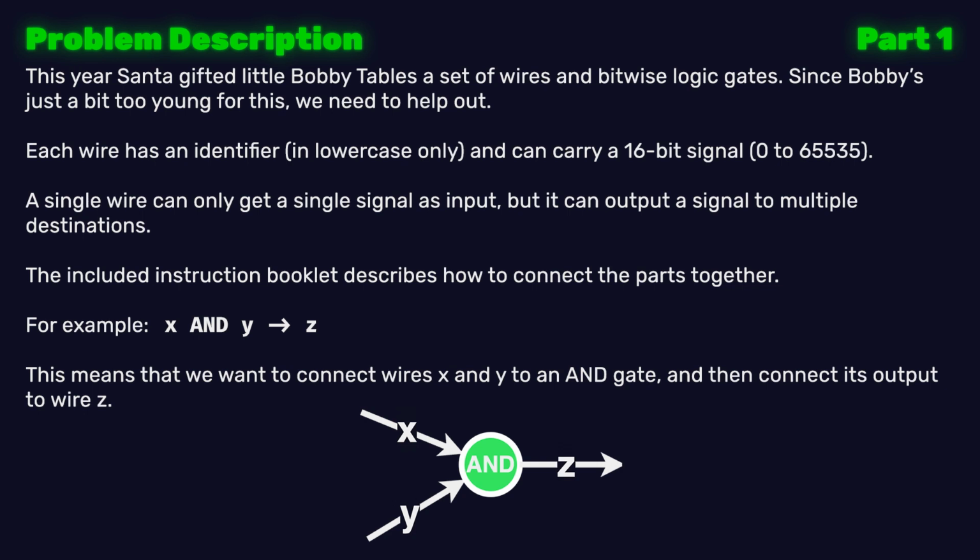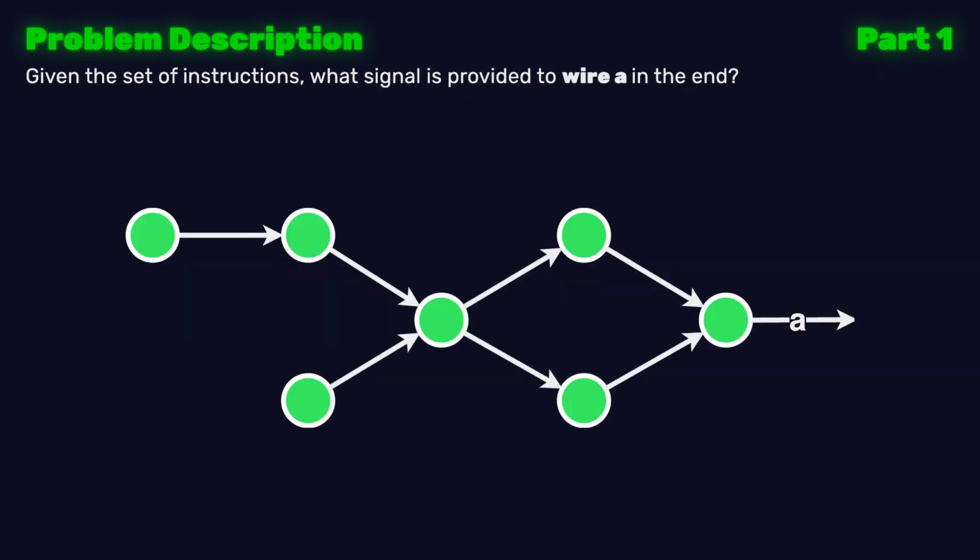The included instruction booklet describes how to connect parts together. For example, suppose that we have an AND gate that takes in wire X and wire Y and outputs the result on wire Z. Then we can visualize that as shown below. If we ignore the instructions for a second and we just take into consideration that they shall be combinations of wires and logic gates, then the question is as follows. Given a set of instructions, what signal is provided to wire A in the end?